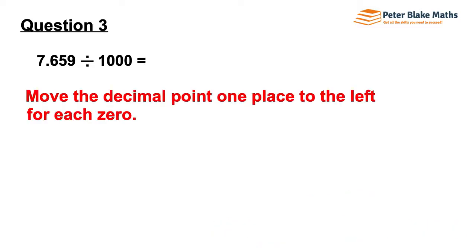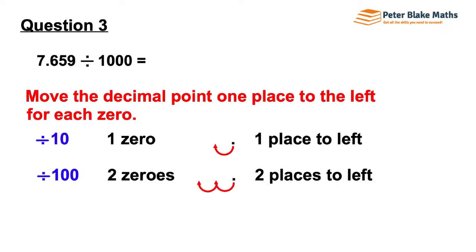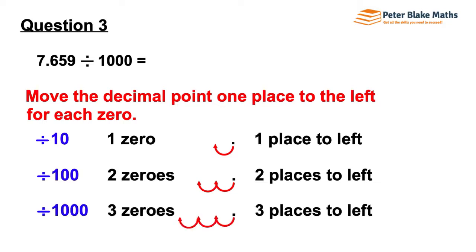We move the decimal point one place to the left for each 0. That's when we divide by 10 or 100 or 1,000, things like that. Now we have 3 zeros there. If we had 1 zero, we'd move the decimal point one place to the left. If we were dividing by 100, we would have 2 zeros and we'd move the decimal point 2 places to the left. Here we're dividing by 1,000, we have 3 zeros. So that's why we're moving the decimal point 3 places to the left.